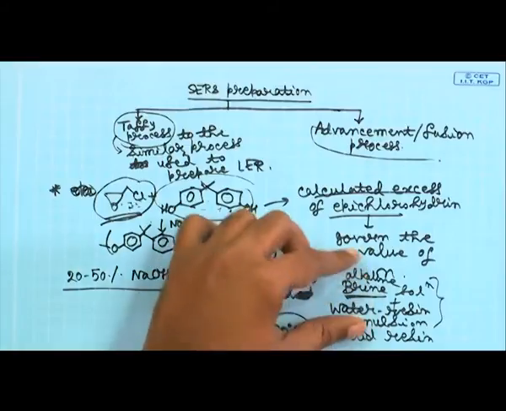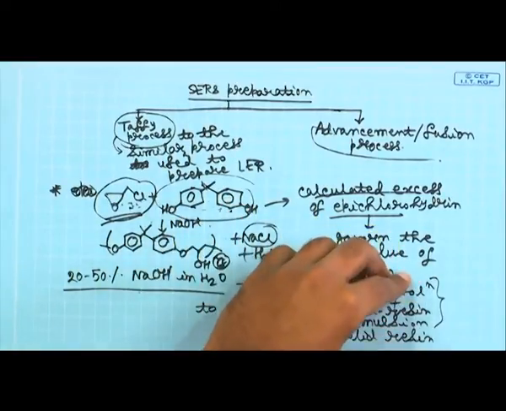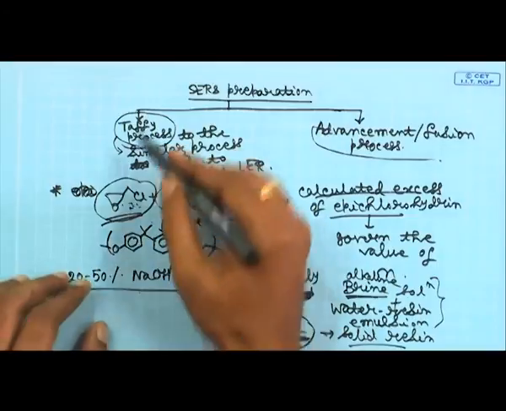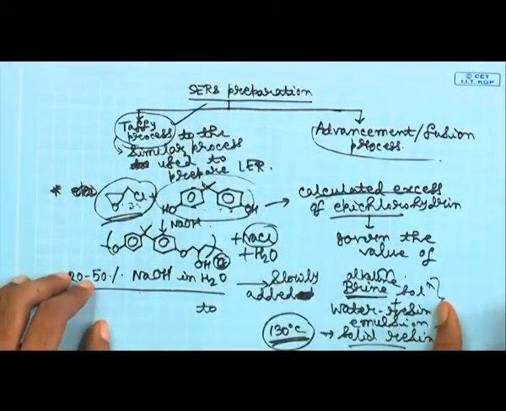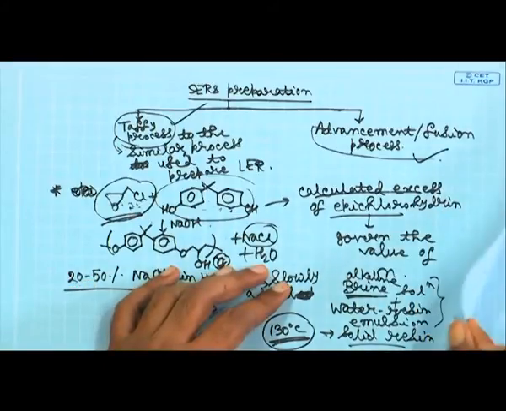So, you will have an emulsion of water, resin and alkaline brine solution. You separate out the phases and then you wash the resin with water, heat it up, get your solid resin. That is the procedure, that is called the taffy process. The other process is your advancement or fusion process.